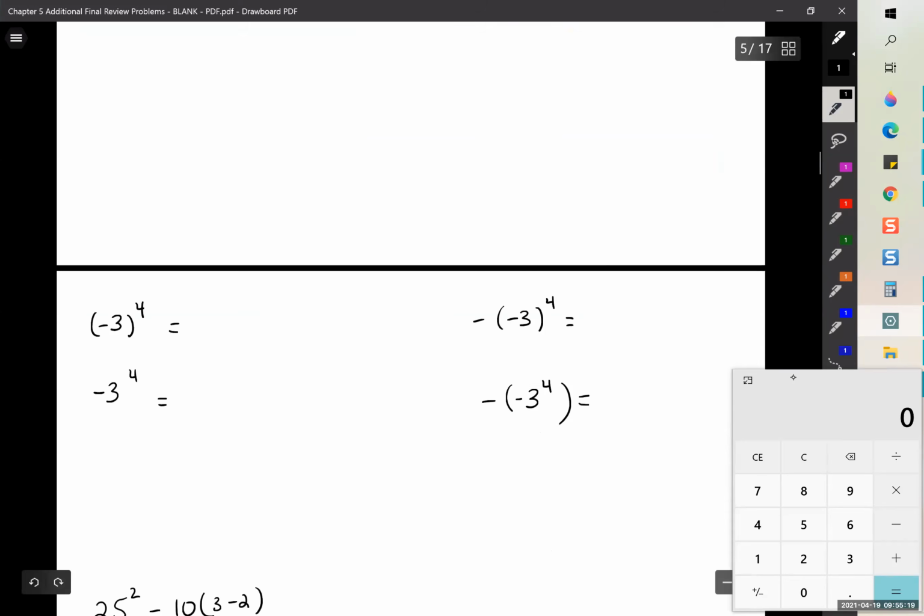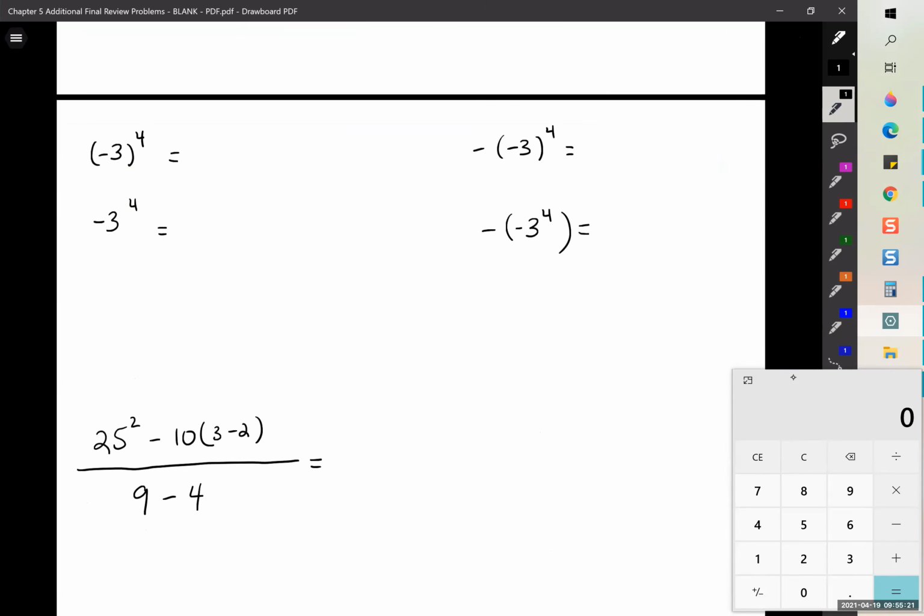So if y'all would take a moment to simplify these 4 exponents, my hint to you is to watch where the parentheses are to see, are you raising a negative number to the 4th power, or are you raising a number to the 4th power and then applying a negative?